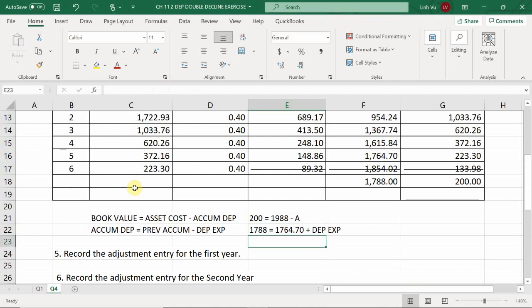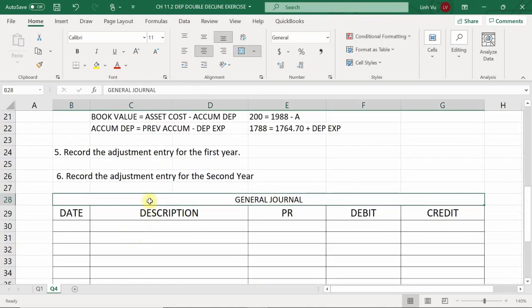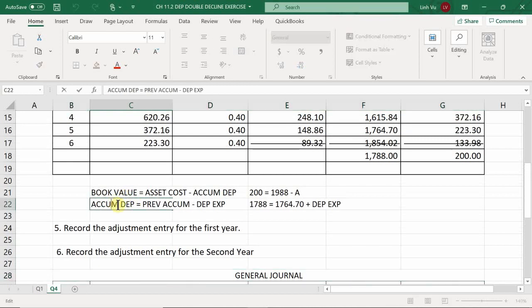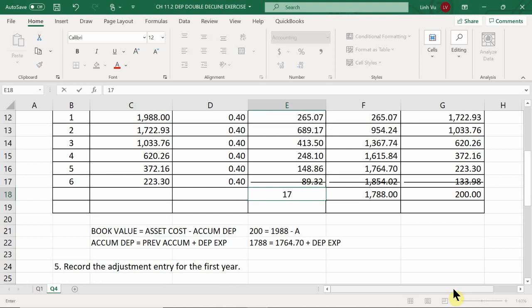Okay. So how do we solve for this? It's supposed to be previous accumulated depreciation plus current depreciation expense. So in this case, I need to solve for whatever amount is going to give me this number. So we need to subtract 1788 minus the 1764.70, and what do we get?